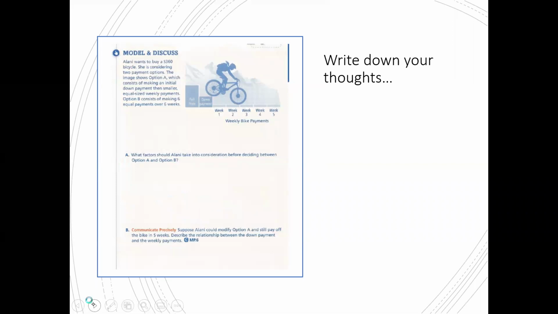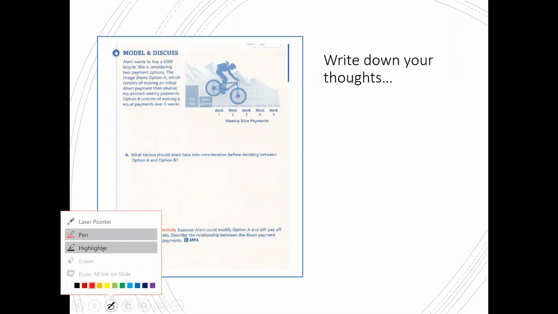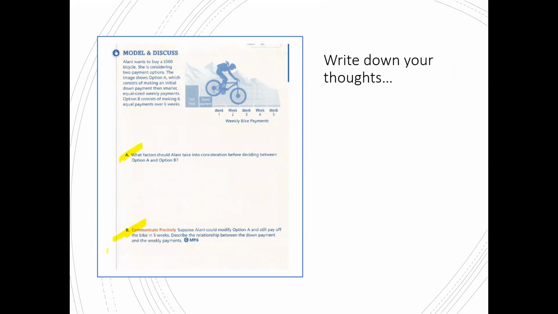All right, I want you guys to write down your thoughts right here on the model and discuss. It says Alani wants to buy a $360 bicycle. She's considering two payment options. The image shown, option A, which consists of making an initial down payment, then smaller equal-sized weekly payments. Option B consists of making 6 equal payments over 6 weeks. So go ahead and pause the video and respond to questions A and B.